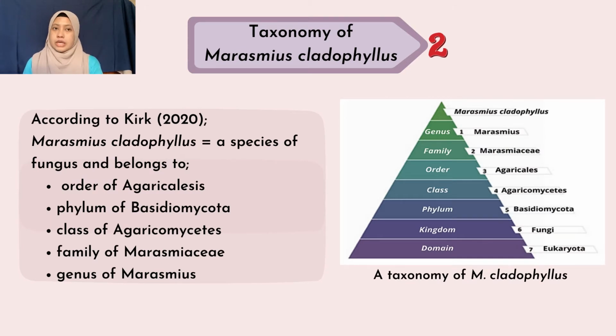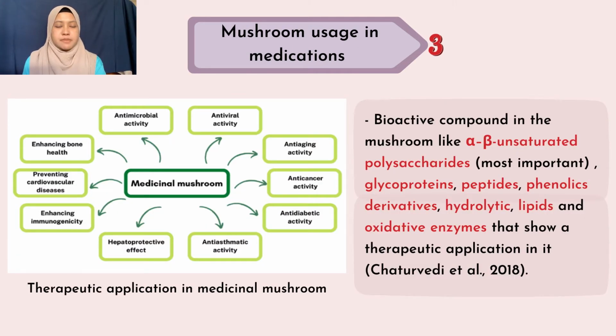According to Kirk 2020, Marasmius cladophyllus is a species of fungus that belongs to the order Agaricales. It is from the phylum Basidiomycota and belongs to class Agaricomycetes. To be specific, Marasmius cladophyllus belongs to family Marasmiaceae and genus Marasmius. I will talk about mushroom usage in medications.